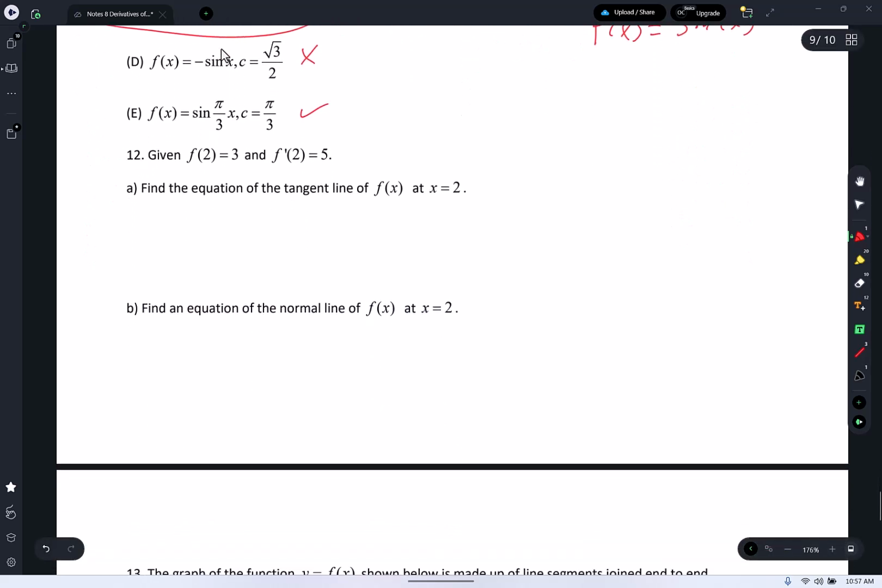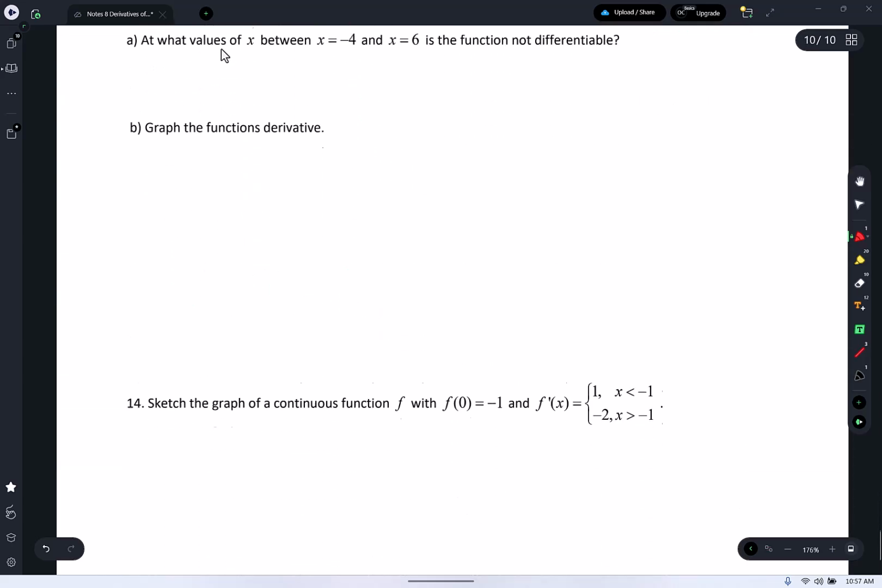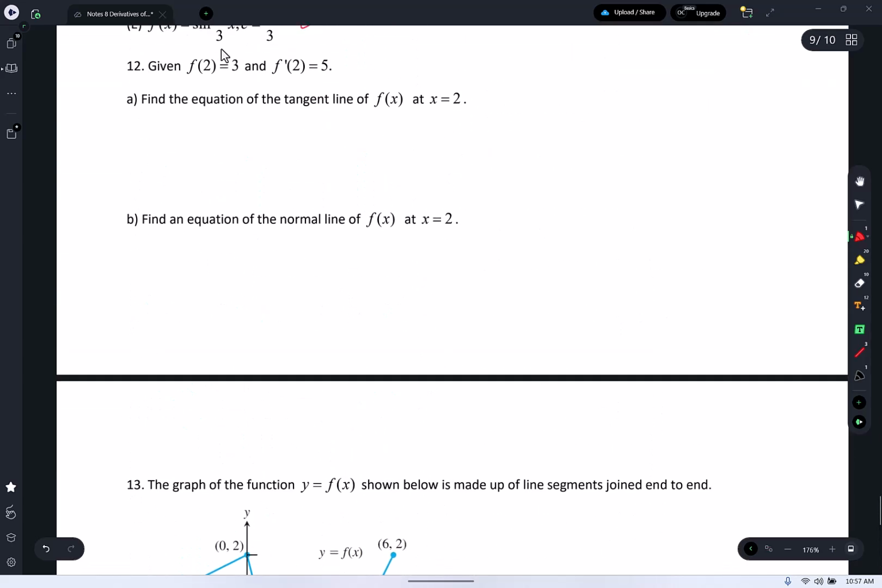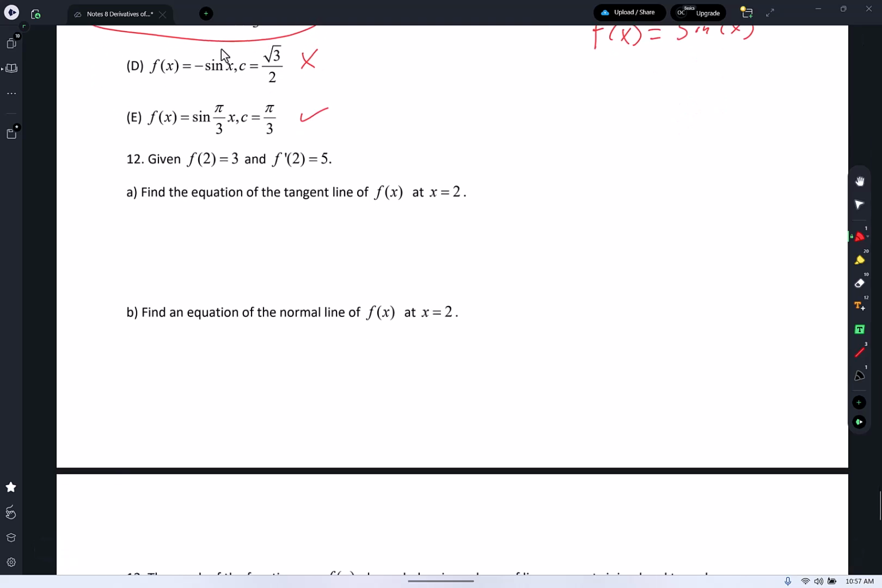All right. Number 12. Don't worry, guys. We're almost done. Look, we're almost done. Number 12. Given f of 2 equals 3 and f prime of 2 equals 5, find the equation of the tangent line to f of x at x equals 2. What two things do I need for a tangent line? Say it out loud. Point and slope. All right, that's not everyone. One more time. What two things do I need for a tangent line? Point and slope. All right.